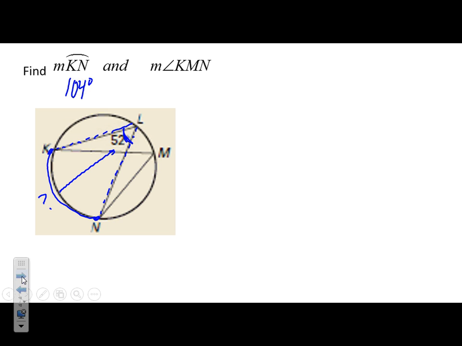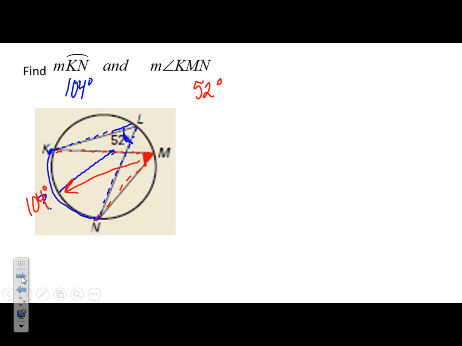Now what about angle KMN? KMN is this angle right in here. Notice if I trace his sides out, that angle is also across from the same arc. So remember, we just said this was 104 degrees of the circle. Now if I want to go back and find that angle, the angle equals half of the arc. So I would say that the angle is also 52 degrees, just like angle L up there.